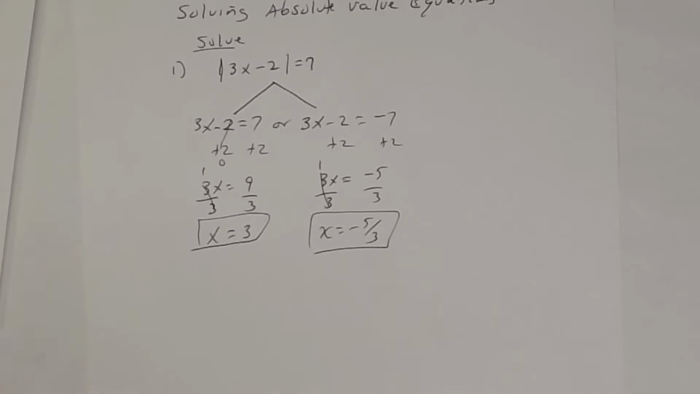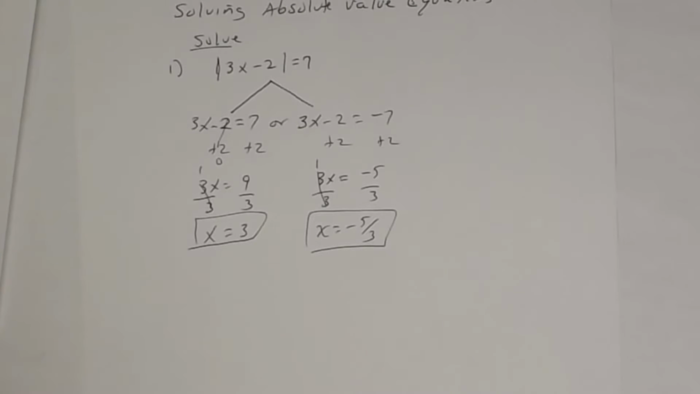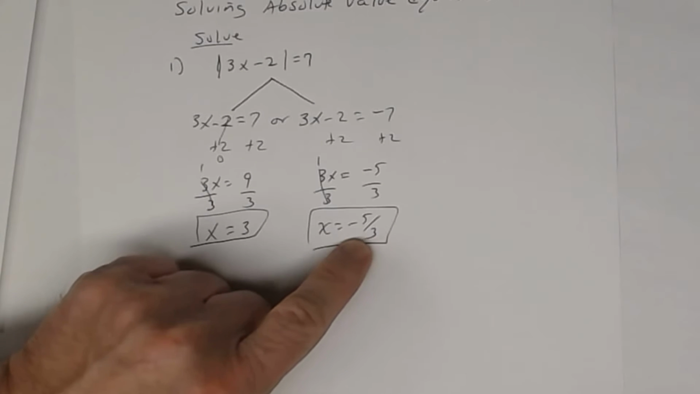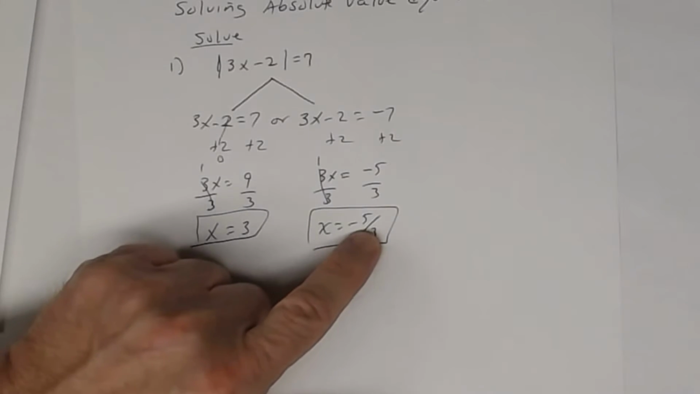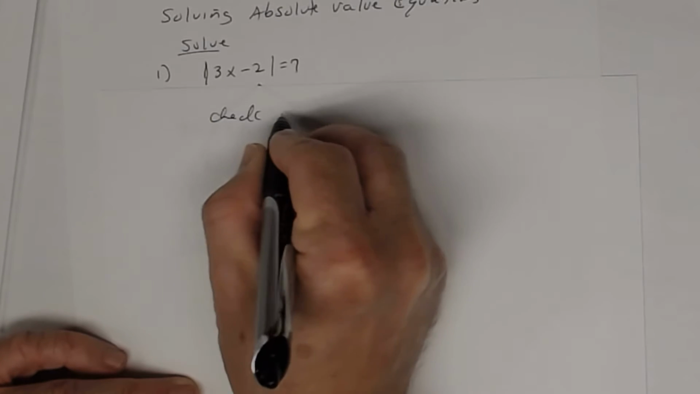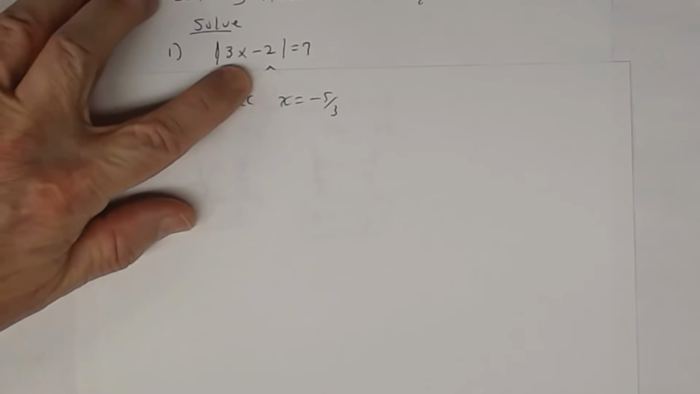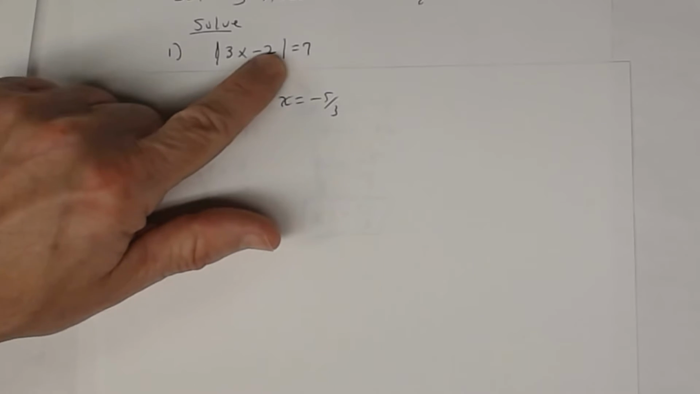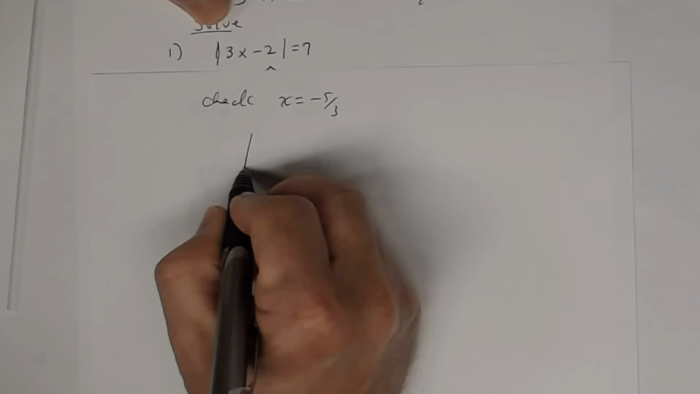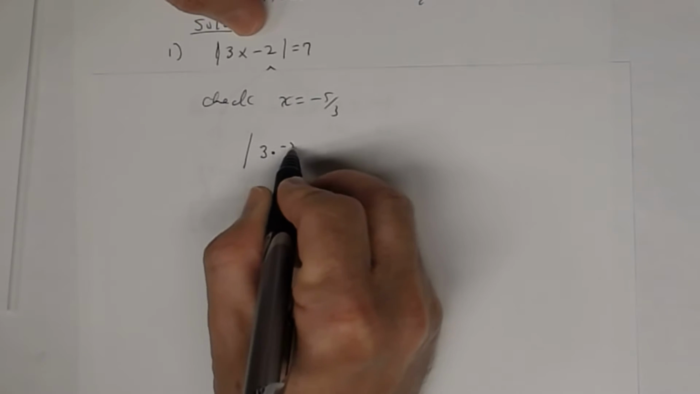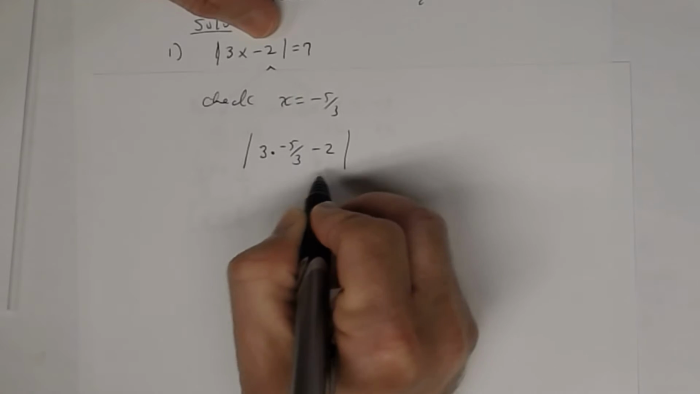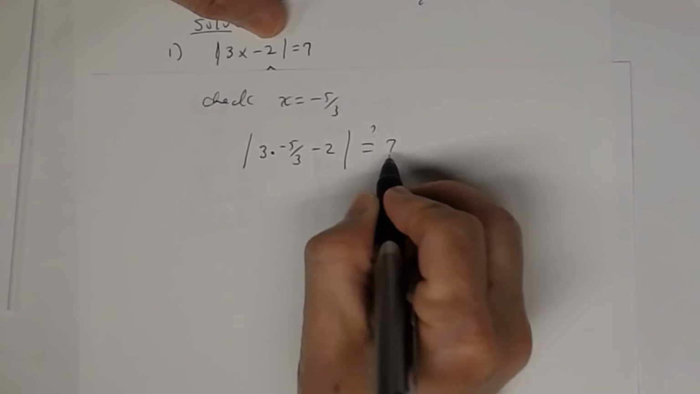All right, let's just check one of them. We're not going to have time to check all of them, but I just want to remind you how to check those. We're going to go ahead and check the fraction, because checking the other one is easy. So we're going to check x equals negative 5/3. In place of x, you substitute negative 5/3. And always go back to the original, the one with the absolute value bars. So you have the absolute value of 3 times negative 5/3 minus 2, and I want to see if that equals 7.